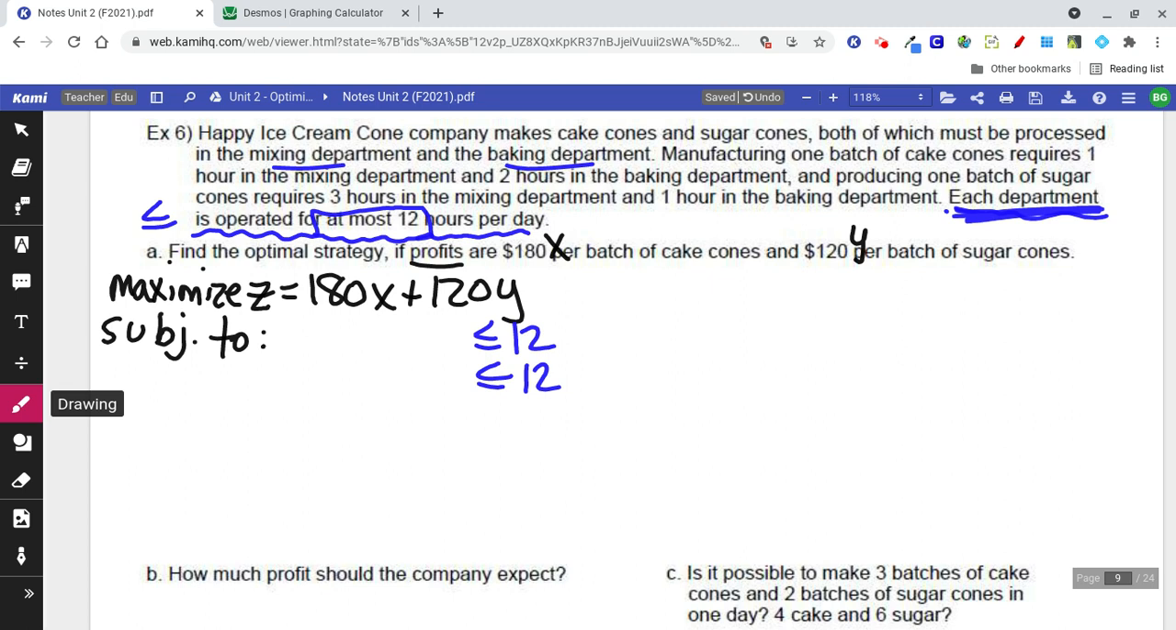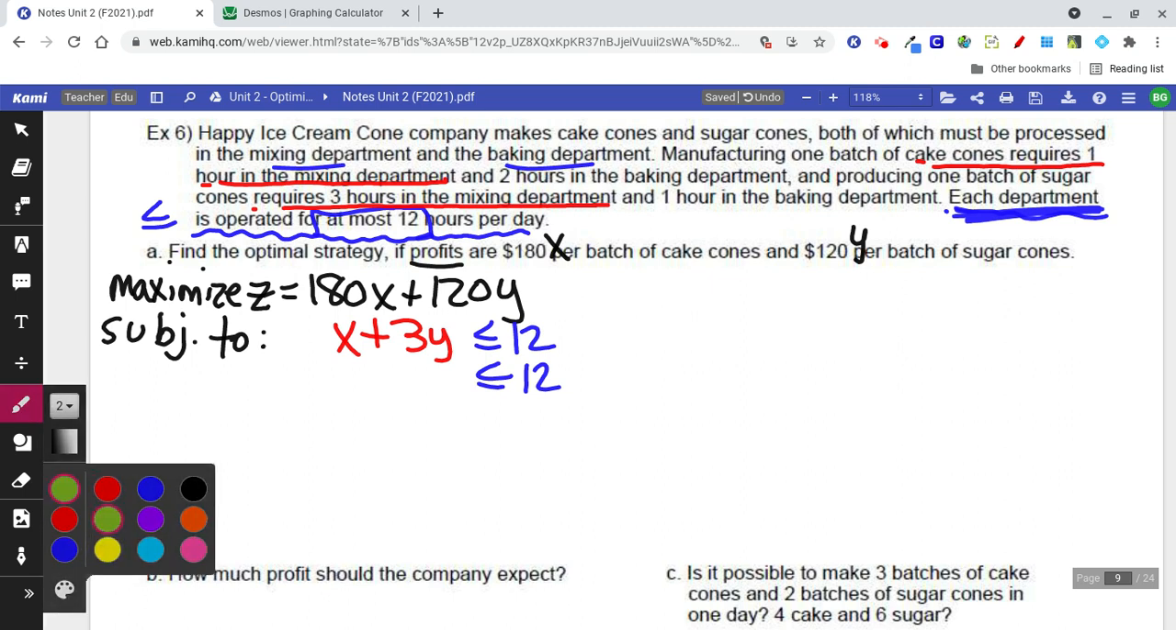So cake cones require 1 hour in the mixing department, and sugar cones require 3 hours in the mixing department. So we're going to have 1x for the cake cones and 3y for the sugar cones. That was mixing. Now we're going to go back through and look at baking.